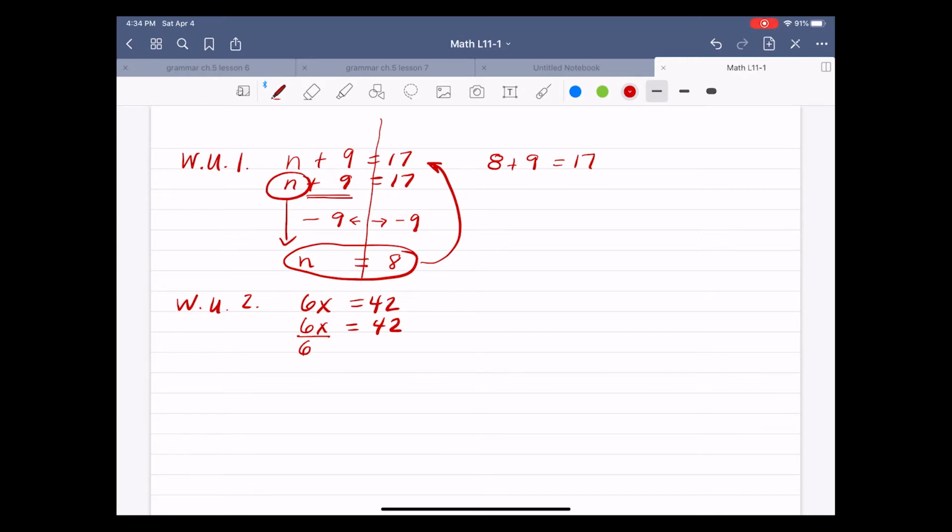If I divide the left, I've got to divide the right. So I'm going to divide the right by 6. 6 divided by 6 makes 1. 1 times x is x. 42 divided by 6 is 7. x equals 7. Now I can go back and plug it in. Let's see if it works. Is it true that 6 times 7 is 42? Yep. 42 equals 42. No problems.